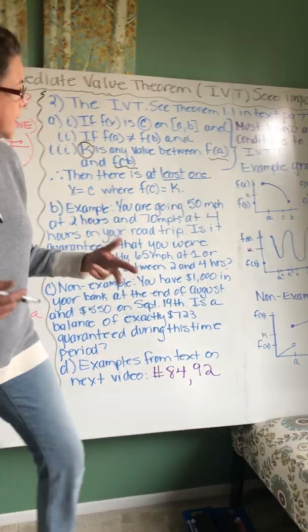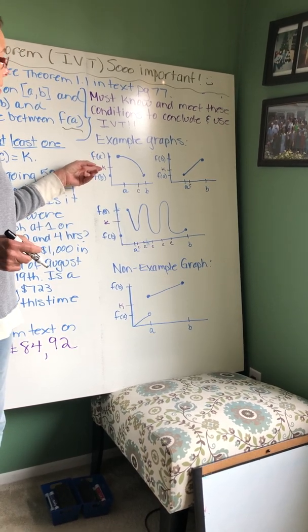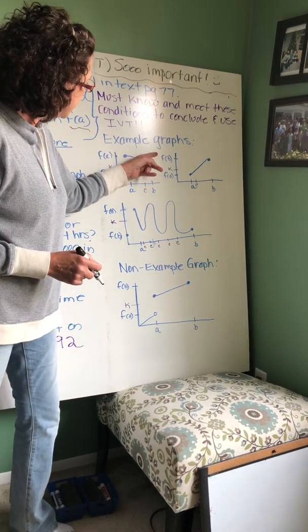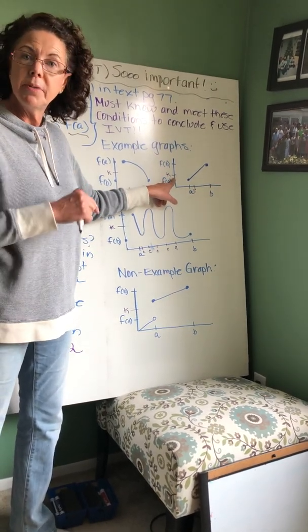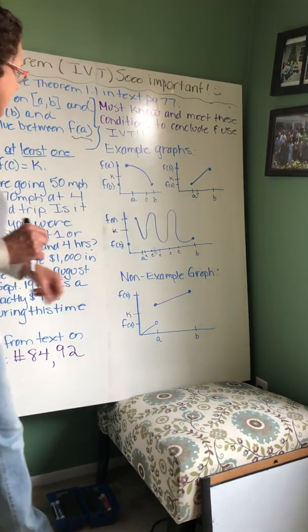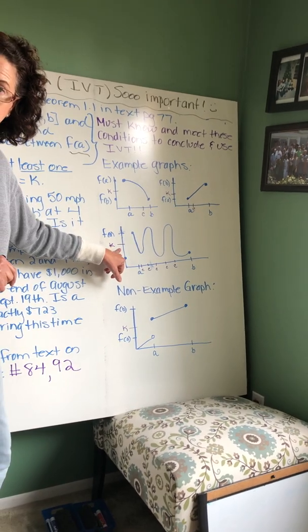Let's check our pictures. F of a, f of b, yes, we have a k in between. Is it directly in between? It doesn't have to be. Here's f of a and here's f of b. Notice k is in between, but it doesn't mean that it's in the middle of those two exactly. F of a, f of b, here's a k in between.